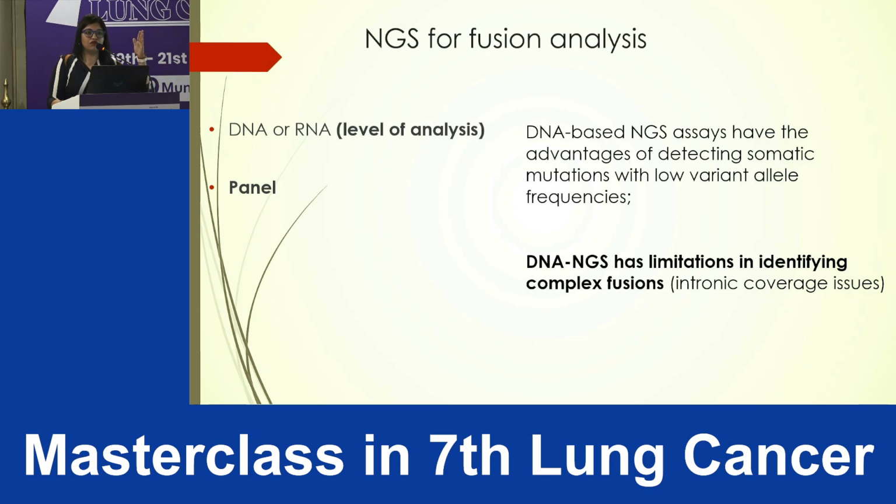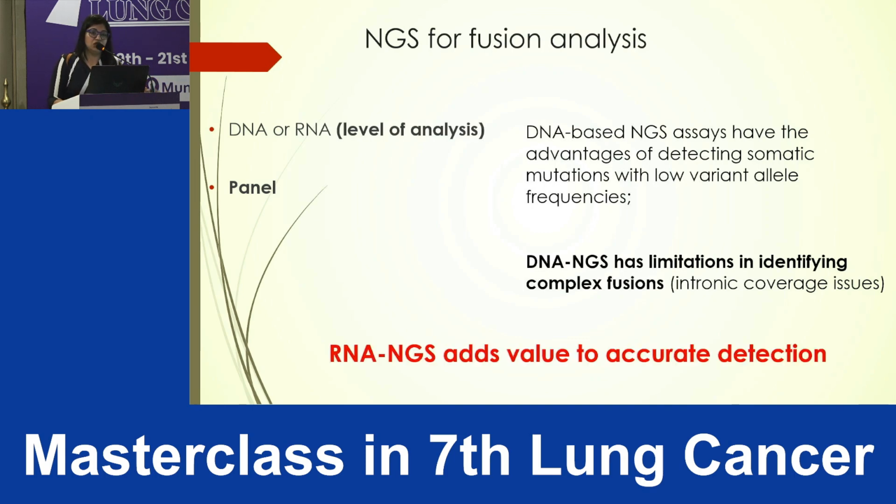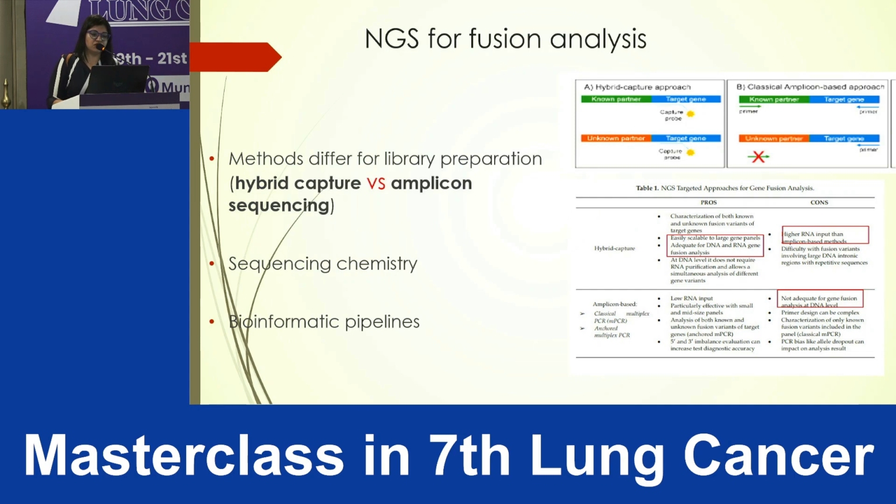For example, if you have intron 11 as the most common, but in some cases you might have intron 7 as the breakpoint. So if your panel is not including intron 7, you will miss this and you will get a ROS negative. So the single best solution for this is RNA-based fusion testing.